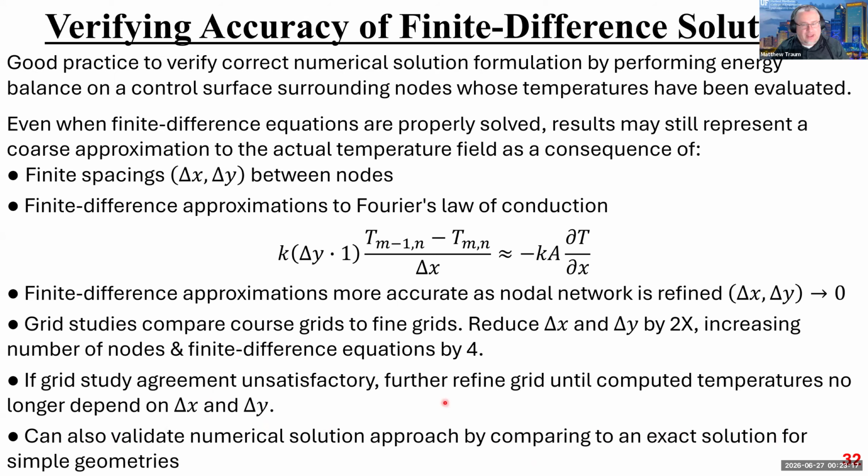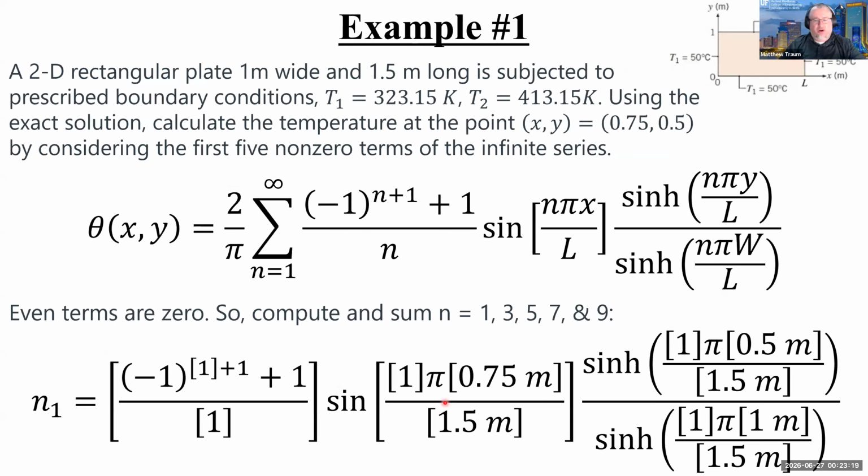Okay, let's do a couple of examples. I think I have 4 examples here, and then we'll wrap up. So the first example is a 2-dimensional rectangular plate. It's 1 meter wide and 1.5 meters long, and it's subjected to the prescribed boundary conditions where we have T1, which is this and this, 323 Kelvin, and then T2, which is this, is 413 Kelvin.